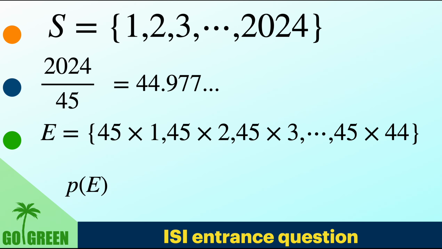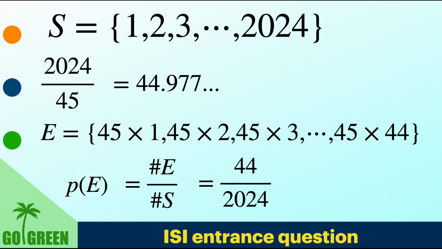Fine. So then probability formula, we know the probability of E is the number of elements in E, which is the cardinality of E, over the cardinality of S, right? And the cardinality of E is 44. So there are 44 numbers obviously, and then the cardinality of S is 2024. Fine. And this gives you just 1 by 46.